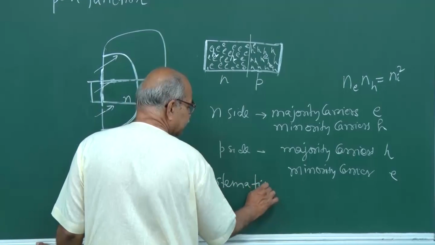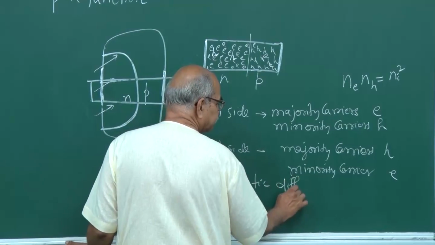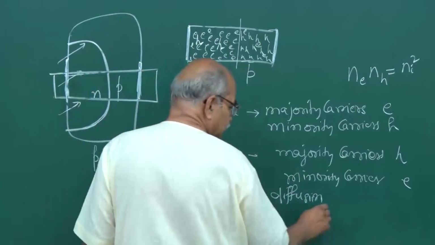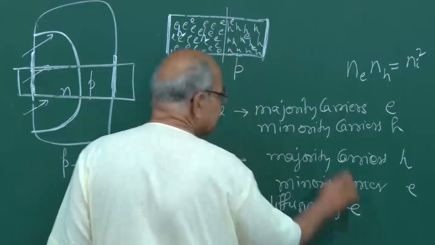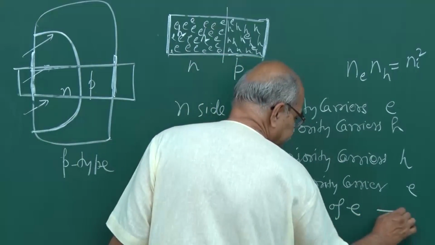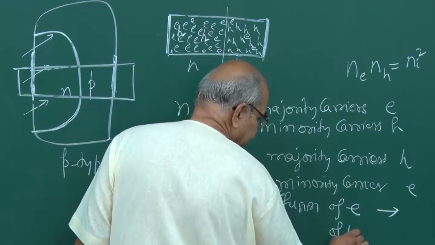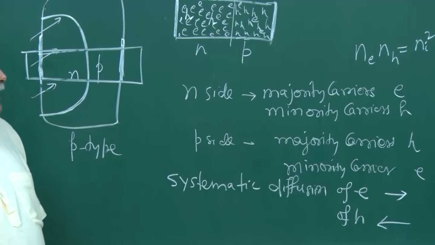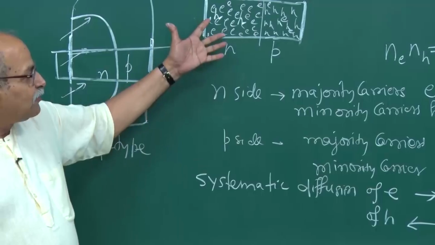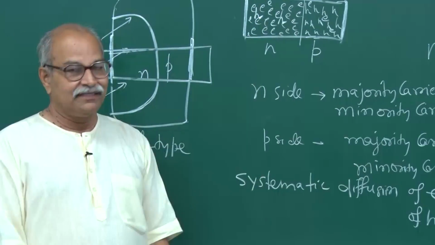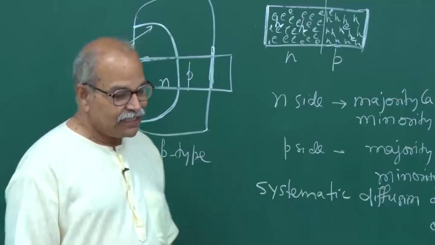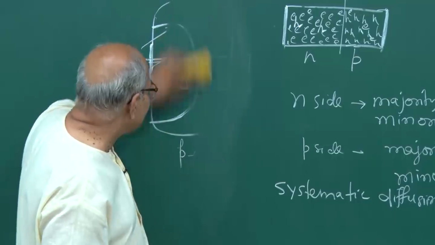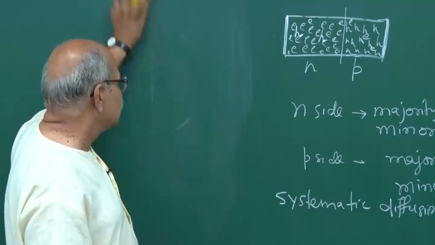So, if this is the situation, you will have a systematic flow, we call it diffusion, systematic diffusion. Diffusion itself is some kind of systematic flow. Of electrons in this picture, it will be from left to right, and of holes in this picture, it will be right to left. And keep track of what is happening in the actual crystal. This is the diagram on which we make our analysis, but if you think of an actual silicon crystal, keep that also in mind, so that the physical connection is not lost.